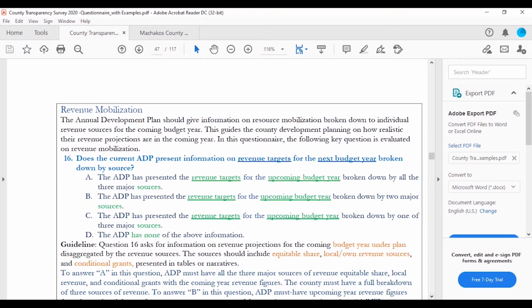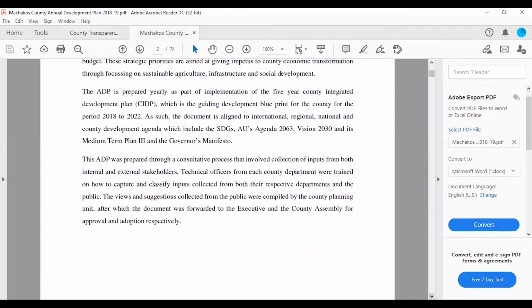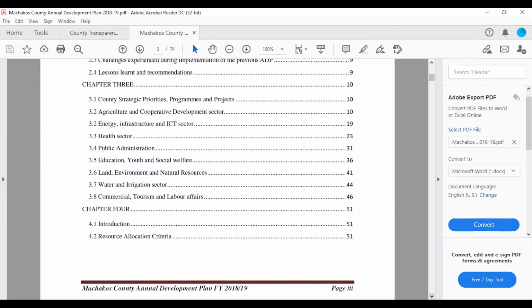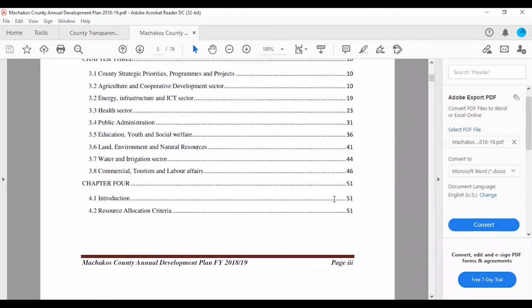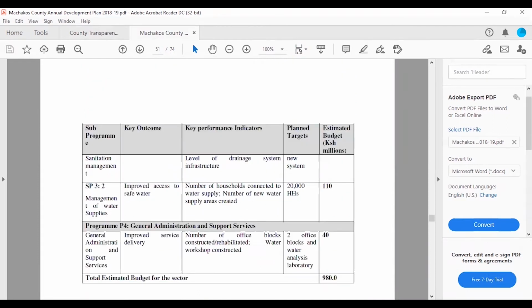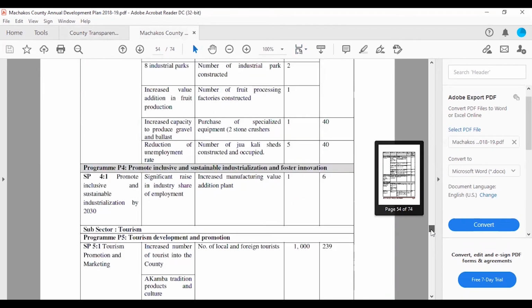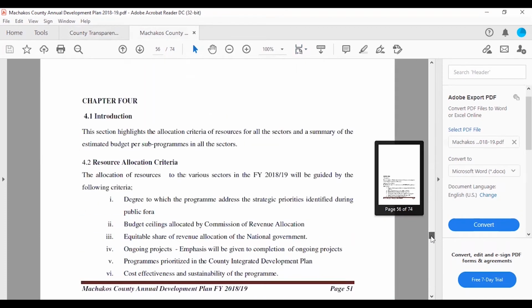As you can remember in the previous training, we talked about the different sources, and one of them we said was own-source revenue. We also talked about revenue from, yeah, so you can see this is on page 51, so that we can get that information. It's a bit down here. So now that is in chapter 4. So the ADP should contain that information.